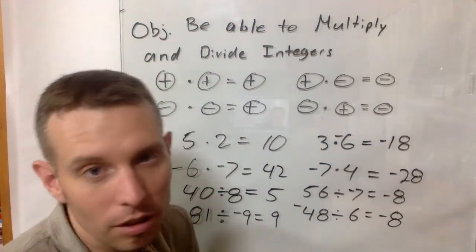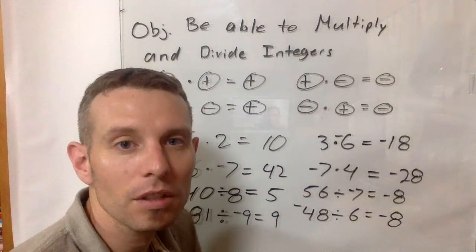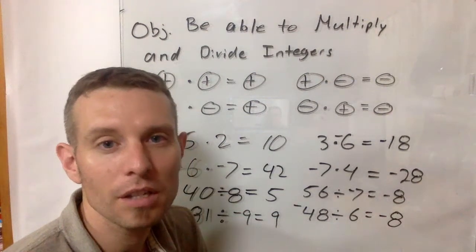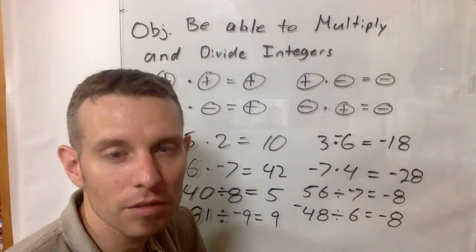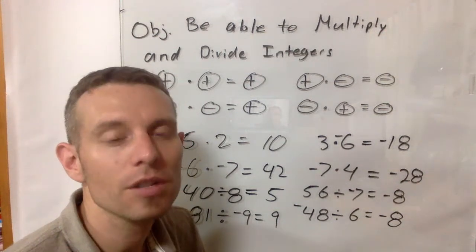All right. Here's an easy summary for you. When multiplying and dividing integers, if the signs are the same, the answer is positive. If the signs are opposite, the answer is negative.